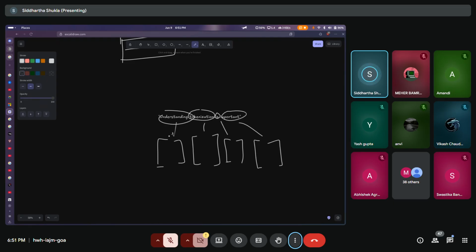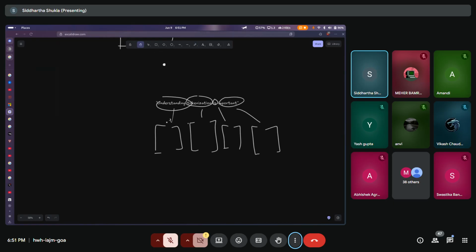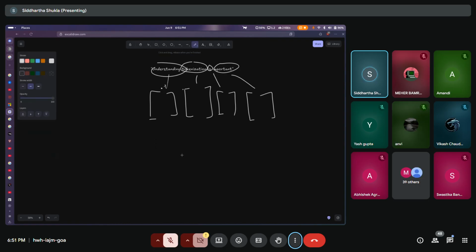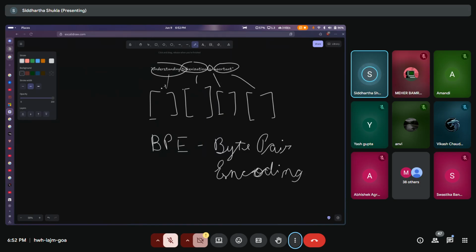But what really goes on under the hood is that there are multiple types of tokenization strategies. Like, for instance, BPE, which stands for byte pair encoding. BPE is used by, for example, ChatGPT. GPT uses BPE.